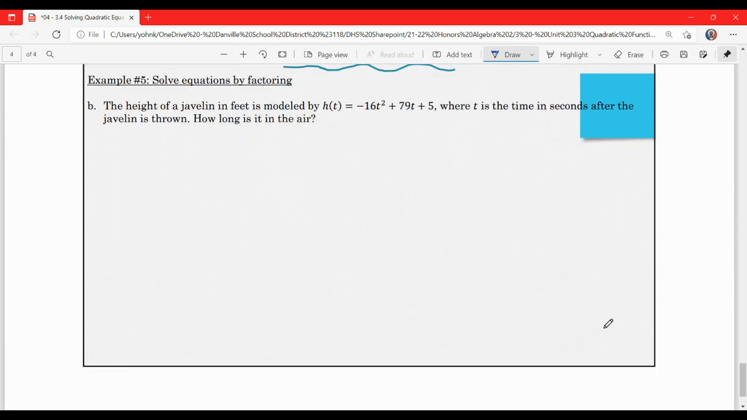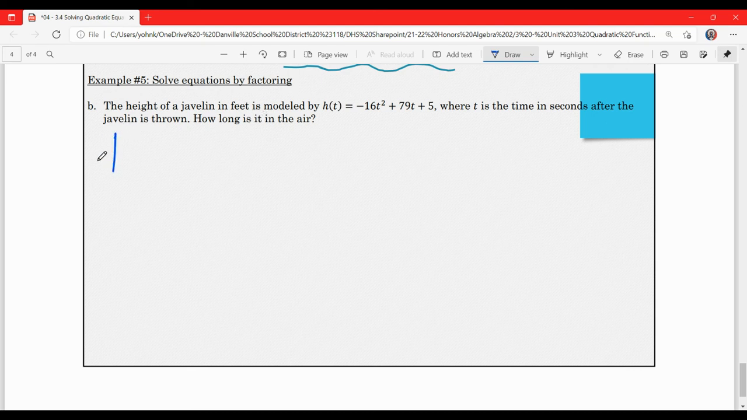Okay, second example. The height of a javelin in feet is modeled by h of t equals -16t squared plus 79t plus 5, where t is the time in seconds after the javelin is thrown. How long is it in the air?